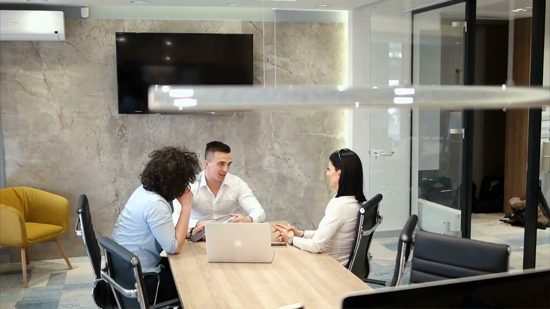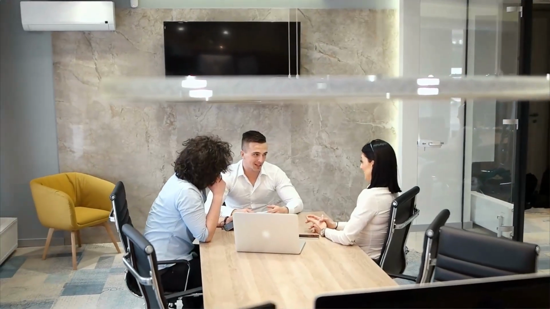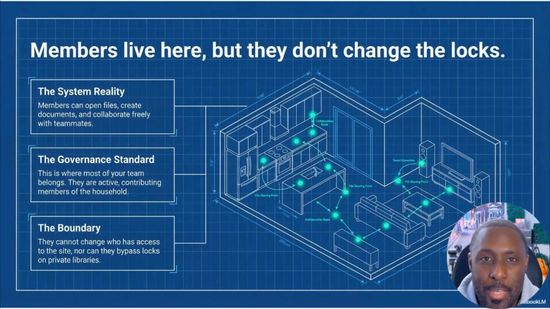Members, or the kids in our analogy, are your collaborators. They can create, edit, and share content within their accessible spaces. However, members cannot change the locks. They cannot modify site permissions or grant someone access to the site itself. That stays with the owners or parents.